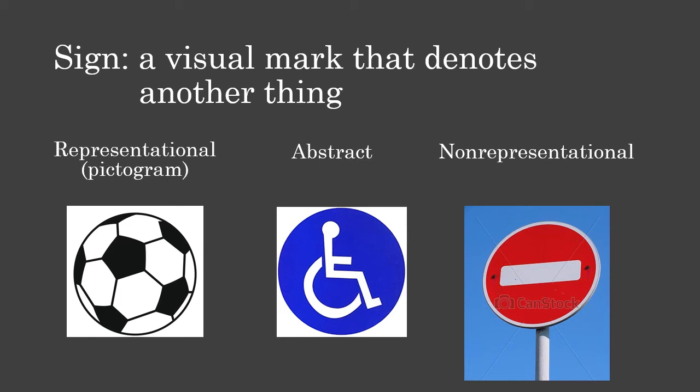So it's hard, and I am terrible about it too, about using the right terms. But I will try to make a concerted effort, and you guys should too, that we are going to talk about making signs. We are talking about making a visual mark that denotes another thing. And so here are three examples again.